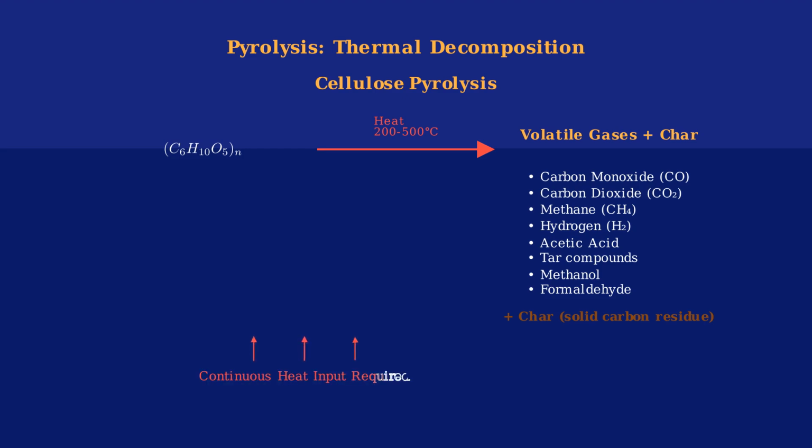This thermal decomposition is endothermic, meaning the wood must continuously absorb heat energy to break the molecular bonds. The absence of oxygen prevents combustion, allowing the wood to decompose rather than burn. Pyrolysis is a critical stage that prepares wood for combustion by creating the volatile gases that will fuel the flames in the next phase of wood burning.